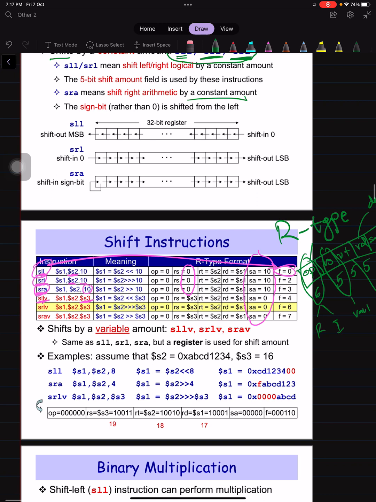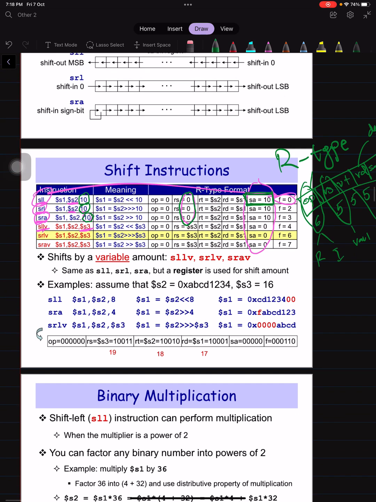Okay, so again, here it is constant, it is 10. We gave it 10, we gave the instruction that it is 10. That's why we didn't use the RS. The RS is empty, it is zero, it's nothing, because we don't have the amount of shifting as a variable. We have it as a constant amount of shift. That's why we put it here, the amount of shifting, which is 10. Okay, let's just proceed and understand more about shifting.